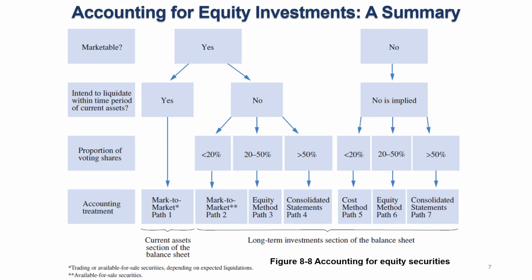This is a nice recap of everything we've talked about. Basically, you have a couple questions. Is it marketable or not? If it's not marketable, generally it's the cost method. The second thing is, is it a current asset or a long-term asset? And then what amount do we own of it to give us the different treatments? Whether it's trading securities, available for sale, equity, consolidation, which we'll talk about next, or the cost or equity method.